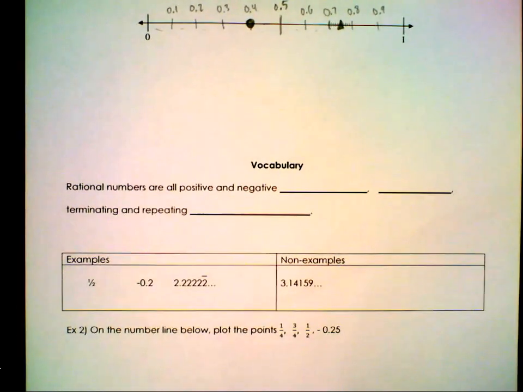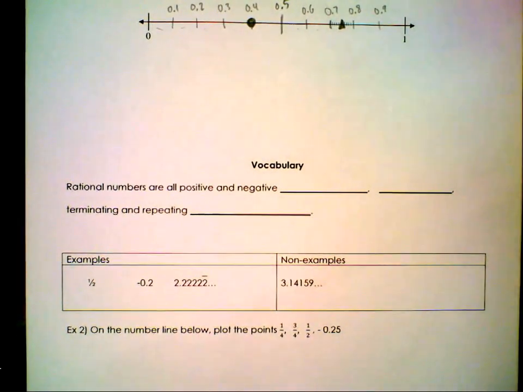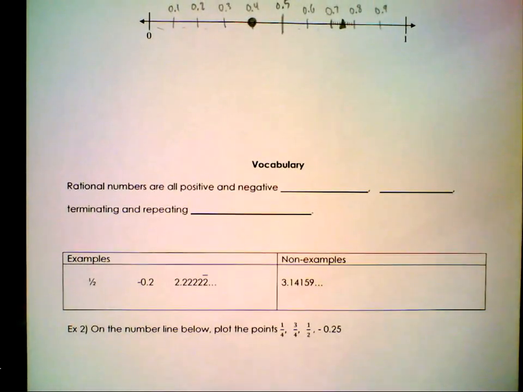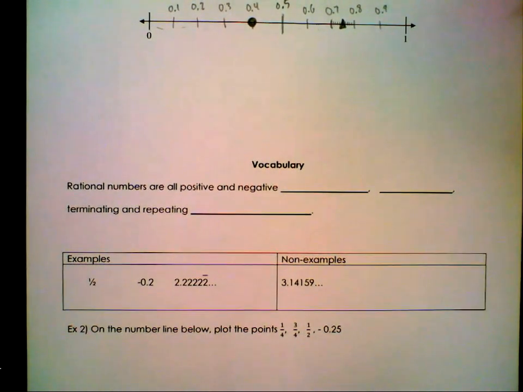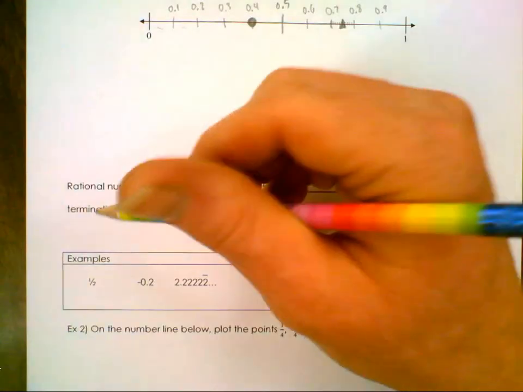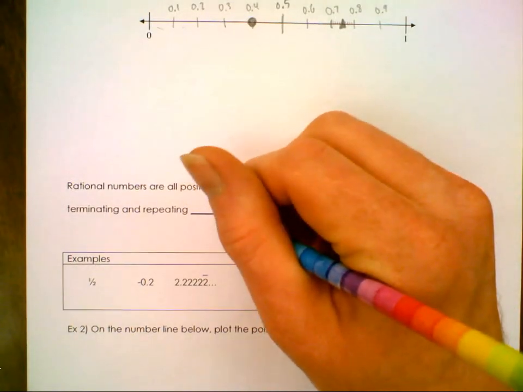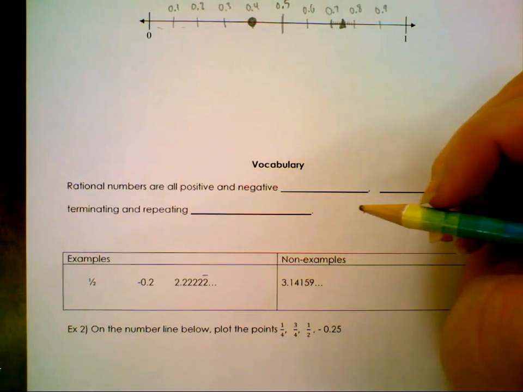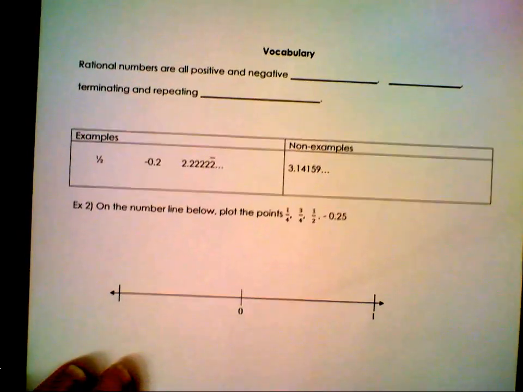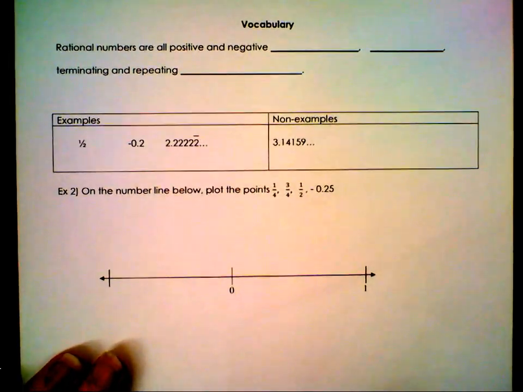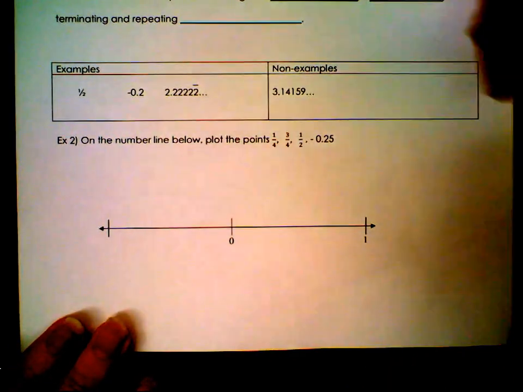Now here it says rational numbers are all positive and negative. And you know what? I don't actually know what Mr. Johnston wants to put in those blanks, so I'm going to have to skip that. But this is terminating and repeating, I believe, decimal places, but again, I didn't remember to check with him, so I'm going to leave that blank for now. What we will look at are some examples of rational numbers.